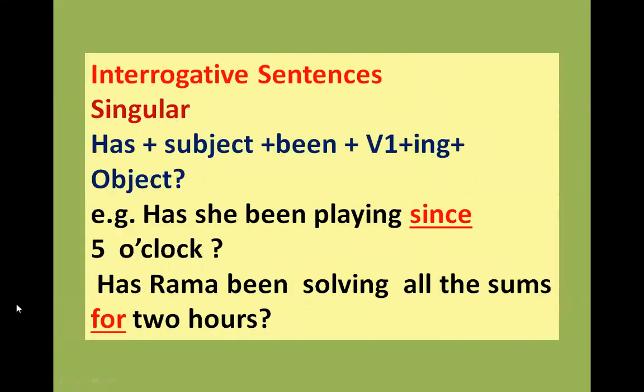And the last one is the interrogative sentences. For singular, you will bring the helping verb first, then the subject, then been, V1 ing, and the object. Has she been playing since 5 o'clock? So, has she been playing? We have to place has first whenever you are writing it in question form. Has Rama been solving all the sums for 2 hours?